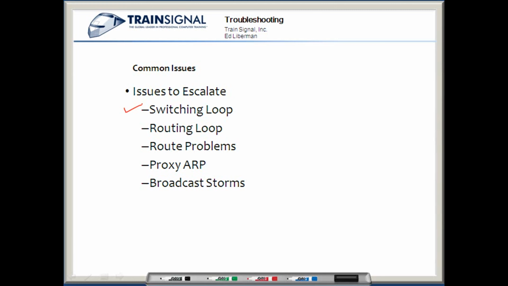It doesn't really know where to go. Now, when we talked about switches, we talked about something called the spanning tree algorithm. The spanning tree algorithm is supposed to help prevent switching loops, but it doesn't always work.